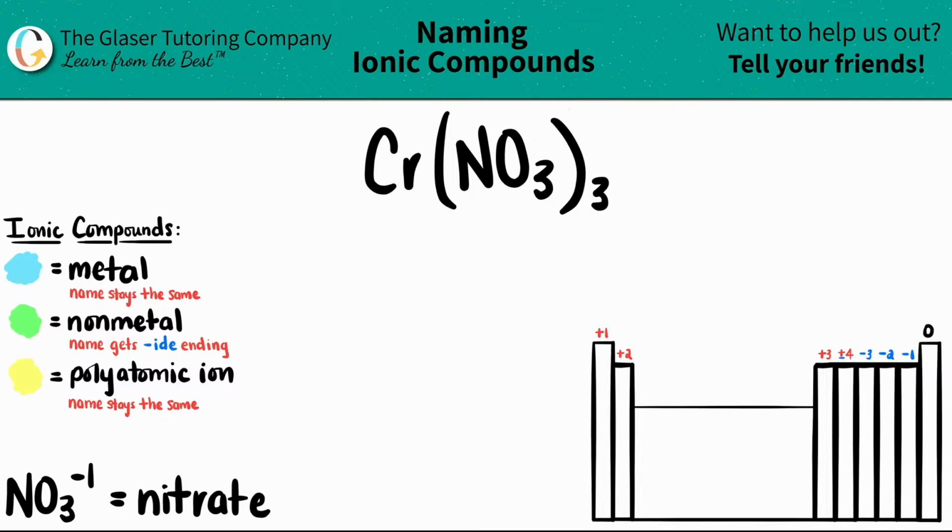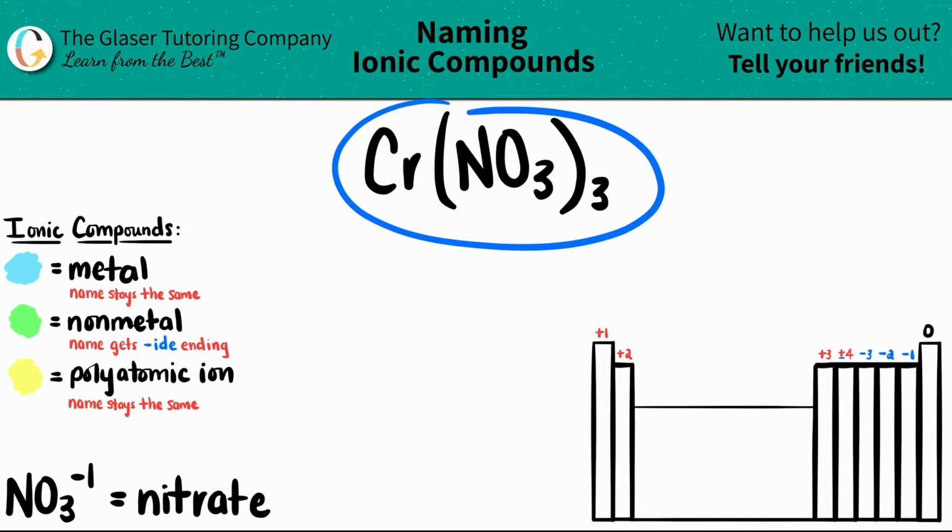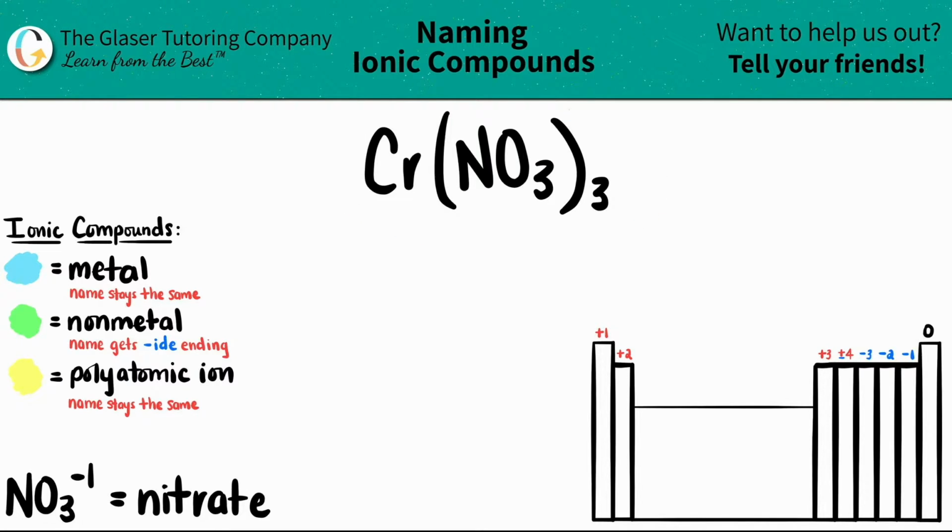Today, we are going to be naming the ionic compound CrNO3. So, just as a trick, guys, whenever you see that you have 3 or more different elements in your ionic compound, you know that you're dealing with at least one polyatomic ion. So in this case, we have 3 different elements. We have Cr, which is chromium, N, which is nitrogen, and O, which is oxygen.